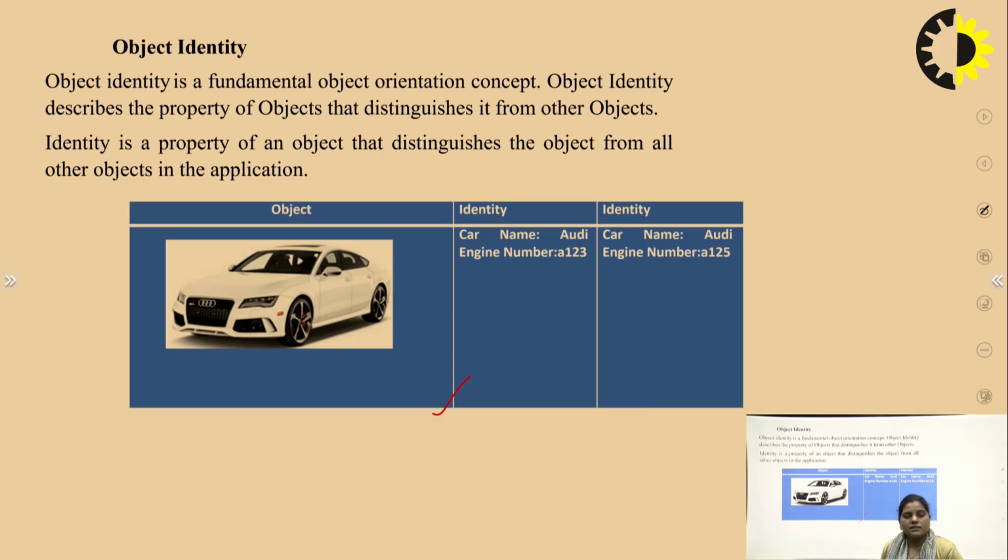So object identity is a fundamental concept. It describes the property of the object that distinguishes that particular object from other objects. For example, we can also say that the Aadhaar number of an individual is a unique identity. Two persons cannot have the same Aadhaar ID, so that Aadhaar ID is the object identity of each and every individual. Identity is a property of an object that distinguishes it from the other objects in the application.